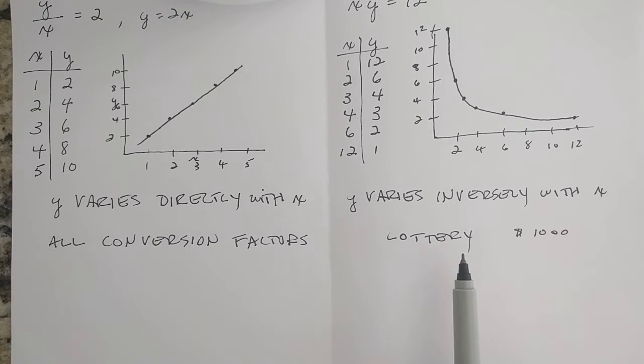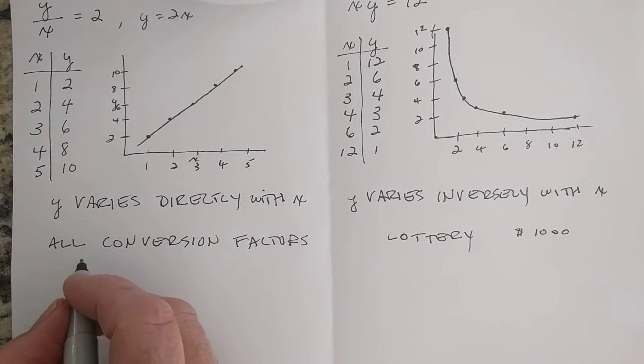If two people chipped in to buy the ticket, they would each get $500. If 10 people all chipped in, then each person would get $100. If 1,000 people chipped in to buy one ticket, they would each get $1. So as the number of people who contributed to the ticket increases, the amount of money each person gets decreases. So that is an inverse relationship.